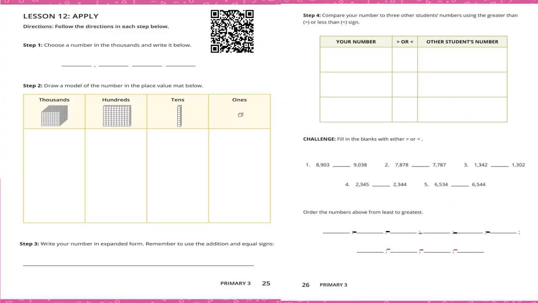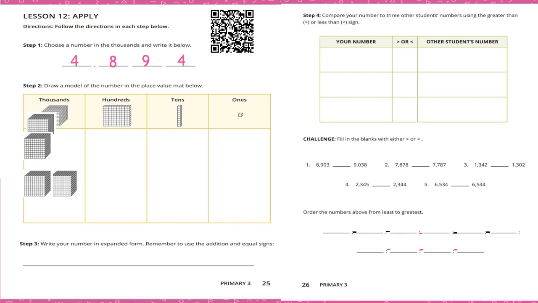Now let's solve lesson 12. Here I'll give you a number formed from 4 digits. Let's read together. 4894. Let's represent it in place value math below. We learned that we represent thousands using cubes. So how many thousands in this number? 4,000. So we will draw 4 cubes.